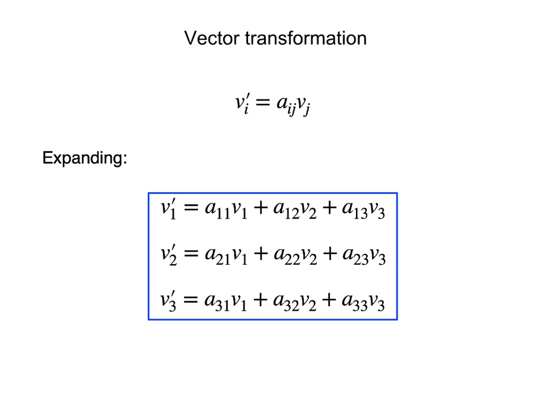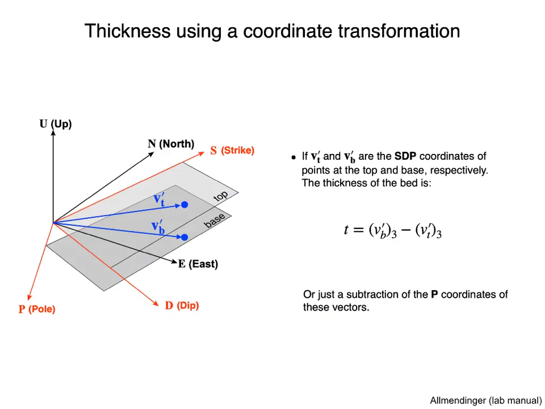Notice that V'3 is the coordinate of the point along the pole axis, P. If V't and V'b are the S, D, and P coordinates of points on the top and base of the layer, respectively, the thickness of the bed is given by this equation. Thickness is equal to the difference of the pole, P, coordinates of these points.